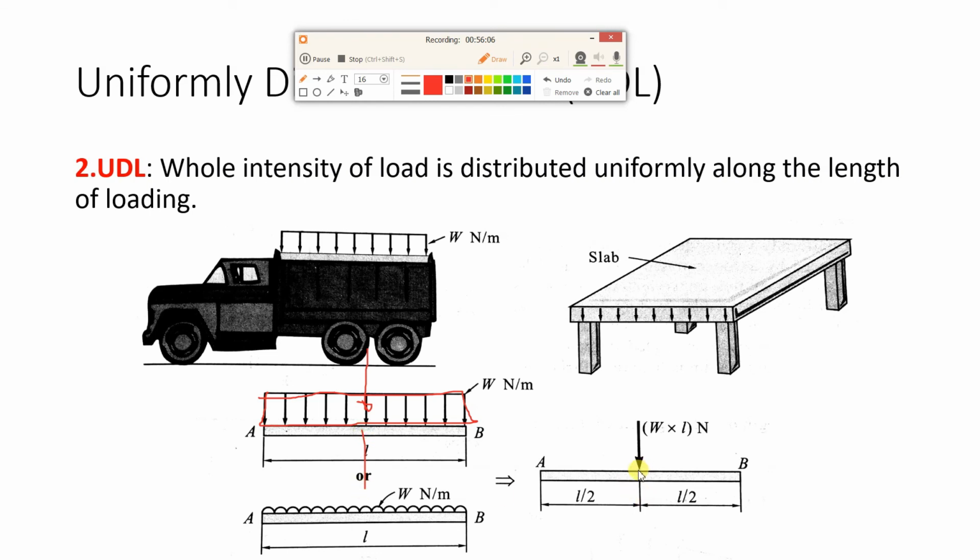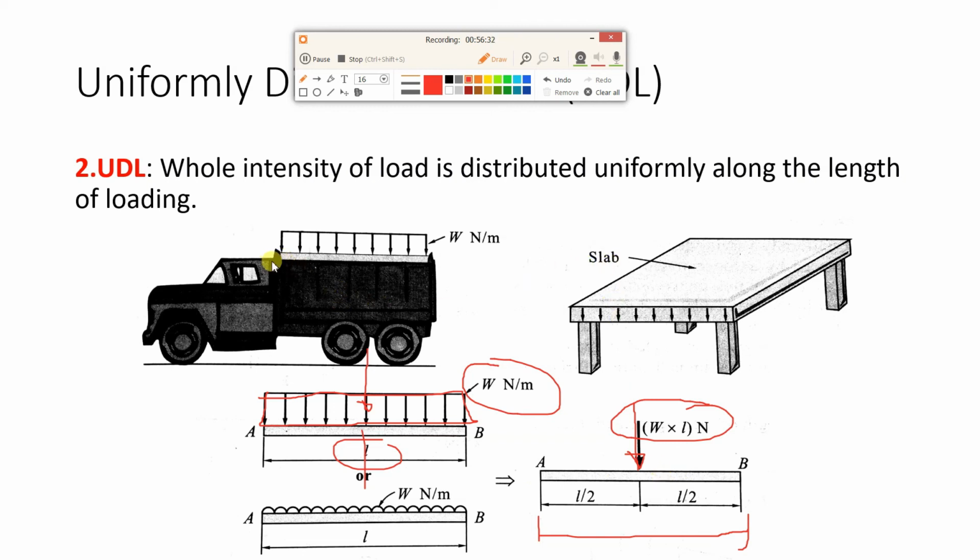So that is why here you can see we are converting this UDL into a point load. What is the magnitude of this point load? It is W, the intensity of UDL, multiplied by the length, the area of this rectangle basically, and where will it act? At the center of the beam. L by 2 from A and L by 2 from B.